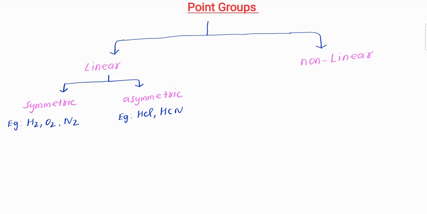Symmetric means like H2, O2 and N2 within a molecule, and asymmetric means HCl and HCN. Asymmetric means only one possible, C infinity V, no other point group comes. If symmetric means D infinity H.